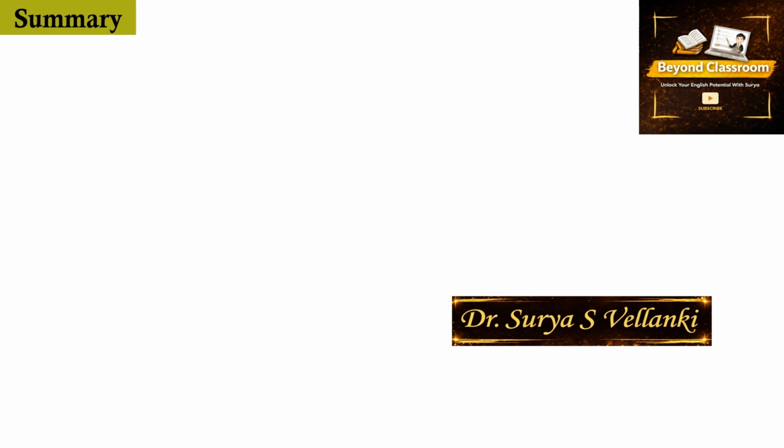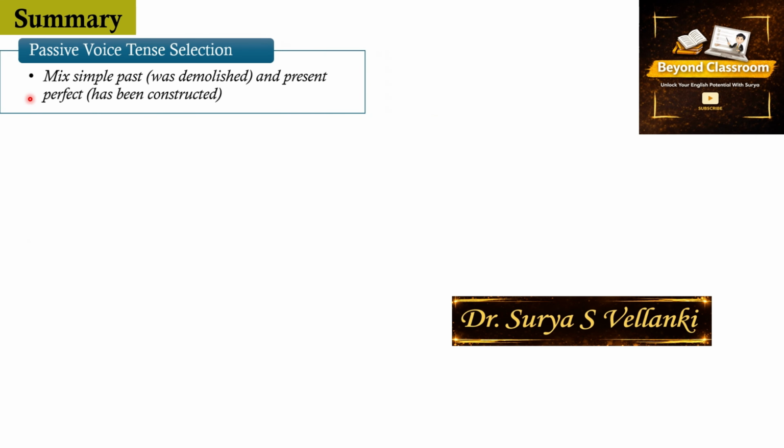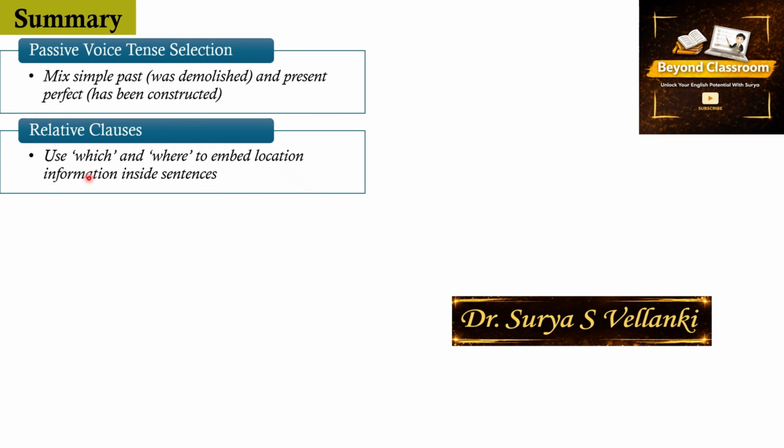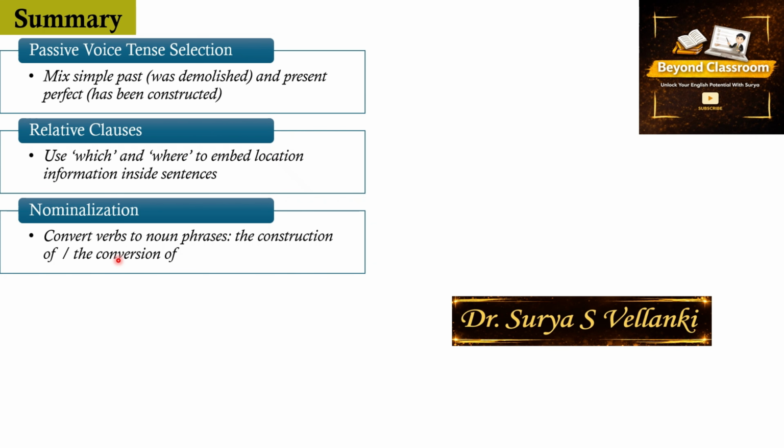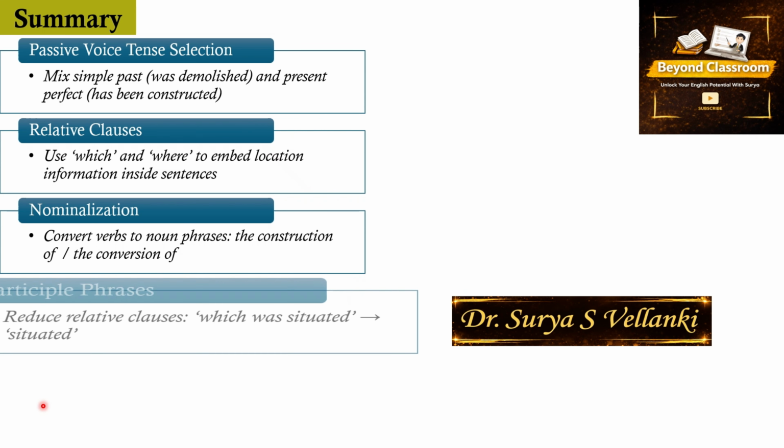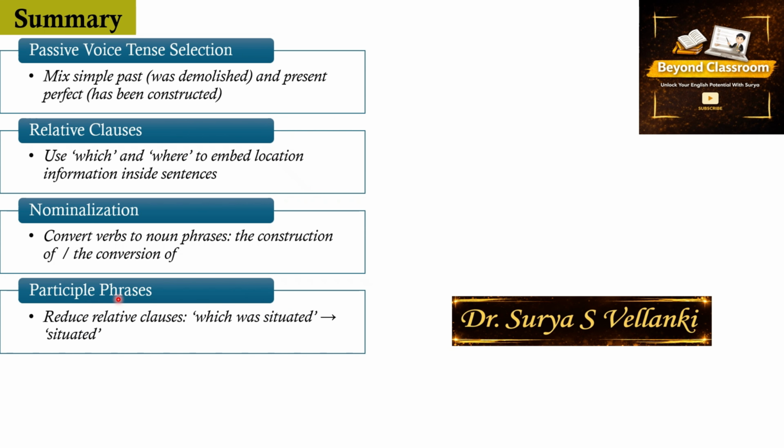Let's summarize Part 3 and the entire map description series. First, vary your passive tenses by using both the simple past and the present perfect. Second, use relative clauses with which and where to combine information and create more complex sentences. Third, use nominalization to convert verbs into noun phrases and create a more academic style. Finally, use participle phrases to reduce expressions such as which was situated to simply situated.